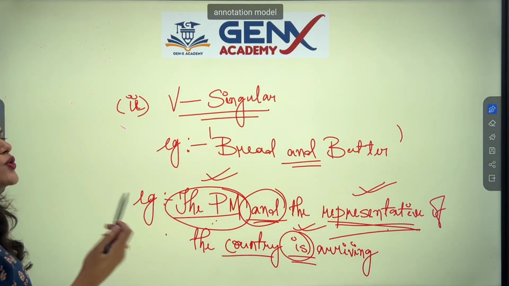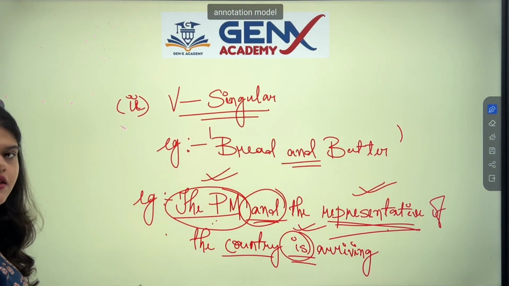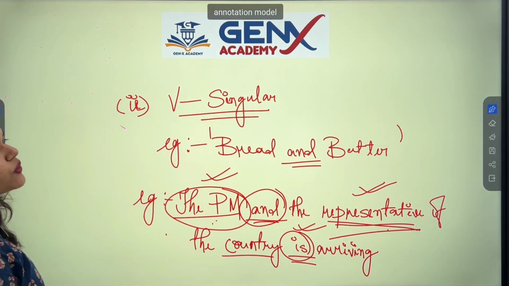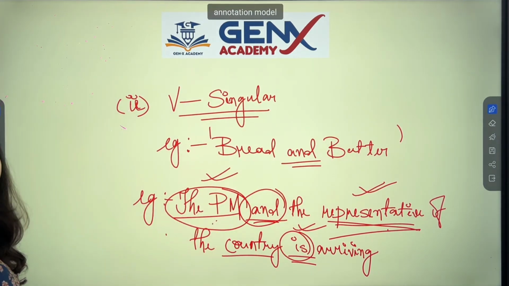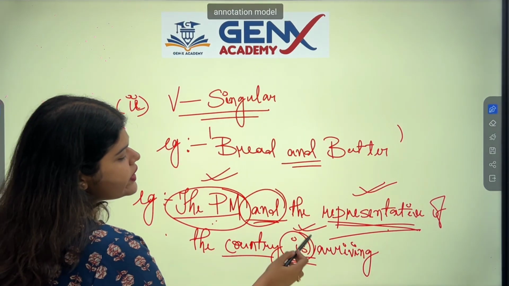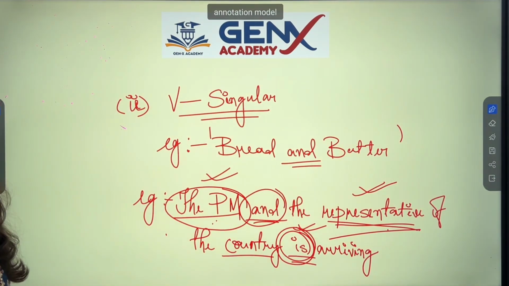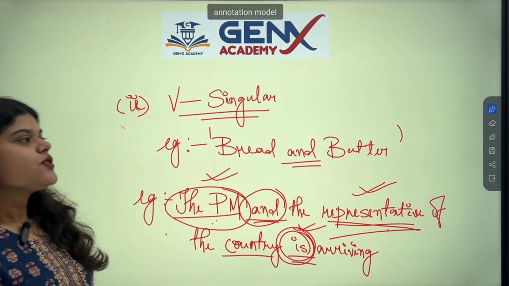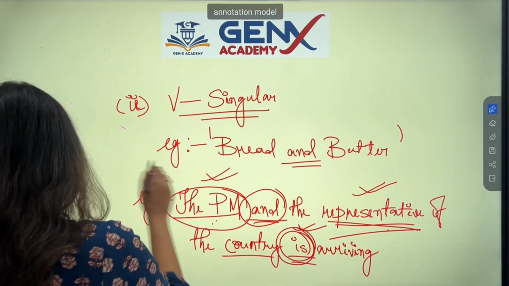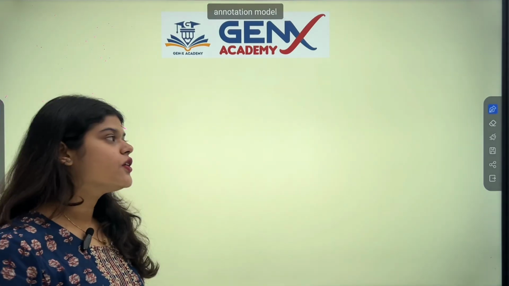So when we use two different subjects which are not connected to each other or are different persons or things, we will use a plural verb. But when we use two different nouns which are connected to each other or can be considered as one, the verb will always remain singular in nature. So I hope you understood everything about the subject verb agreement. These were all the cases and exceptions and rules.